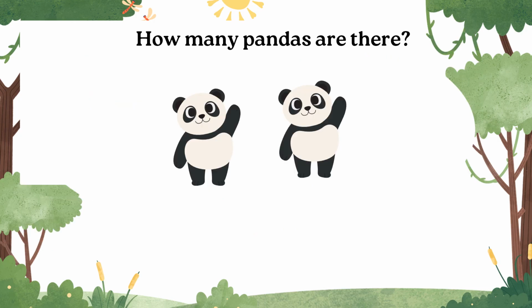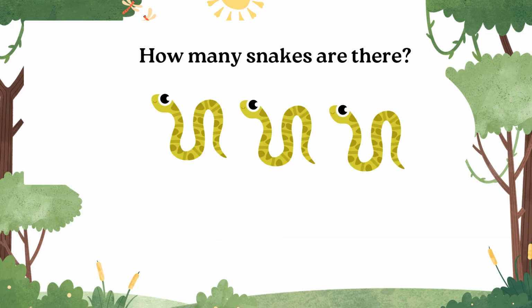How many pandas are there? Let's count. 1, 2. There are 2 pandas. How many snakes are there? Let's count. 1, 2, 3. There are 3 snakes.